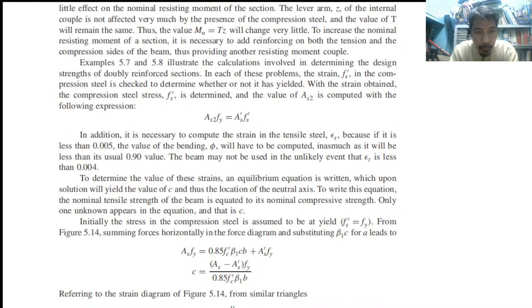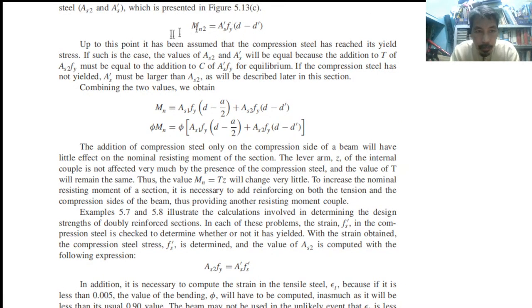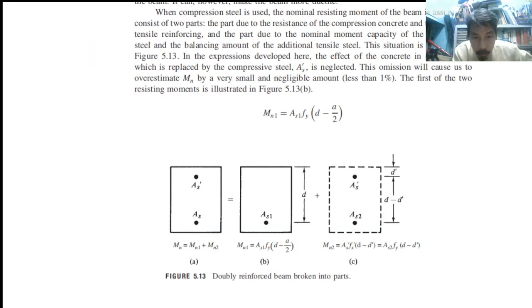Just the same, we have the next. The second expression is tensile and compressive steel. Here, AS prime times FS prime, and AS2 times FY. Do you follow the difference? This is at the bottom reinforcement, which is equal to AS prime, FS prime.